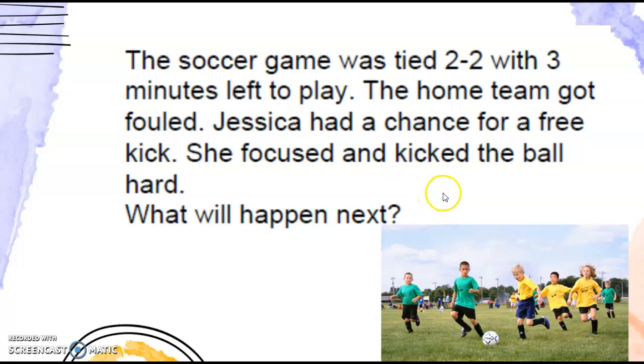I'm going to read it one more time to you. The soccer game was tied 2-2 with 3 minutes left to play. The home team got fouled. Jessica had a chance for a free kick. She focused and kicked the ball hard. What will happen next? All right, let's see what you think.